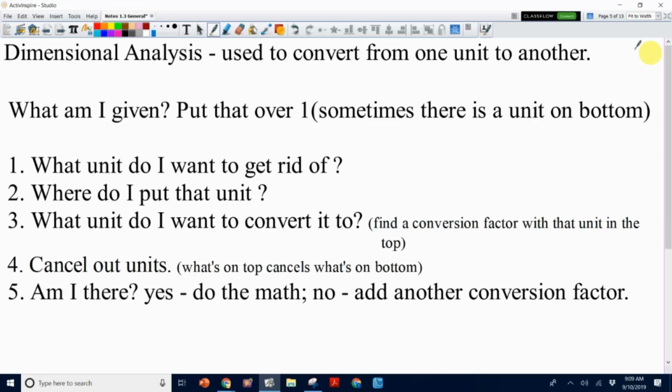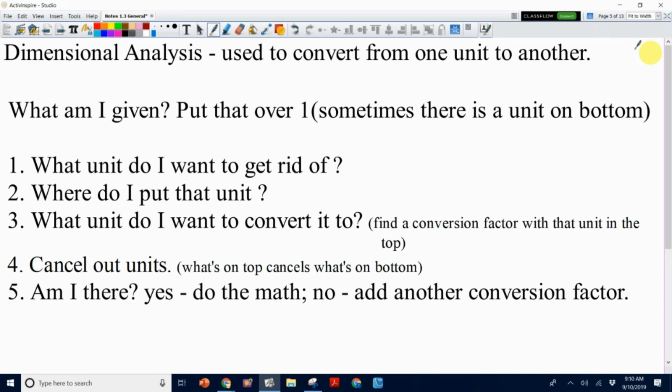Welcome back. This is section 1.3, dimensional analysis, and we are going to talk about how to convert units. The definition of dimensional analysis is a technique that's used to convert from one unit to another. In chemistry, a lot of times we're given information in a problem that contains one unit, and we have to convert it to a whole different unit. And you may learn in math that you can do this, and it's called proportions.